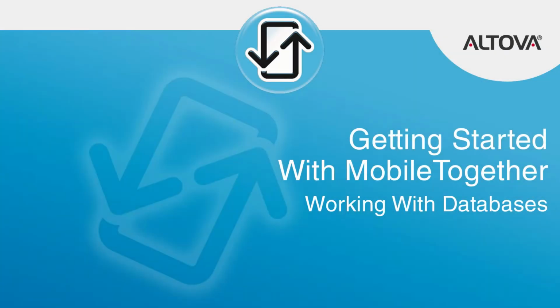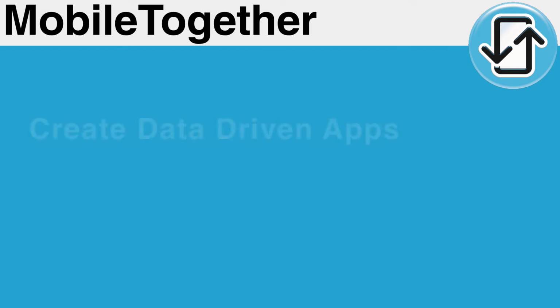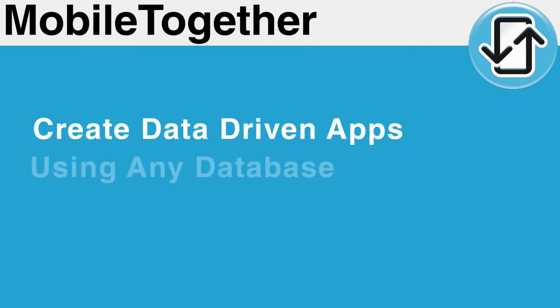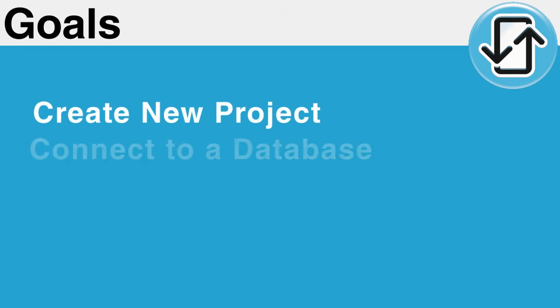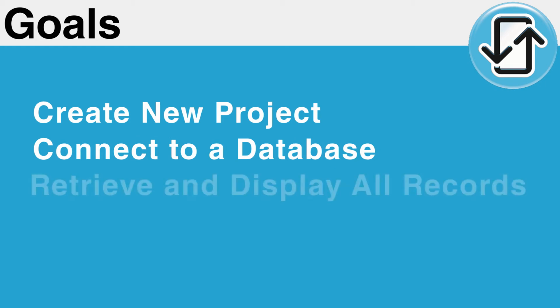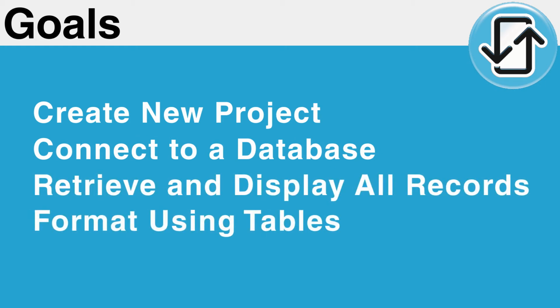Databases are used to power nearly every mobile app on the market. Altova MobileTogether allows developers to create data-driven mobile apps in record time, regardless of the type of database used on the backend. By the end of this tutorial, you should be able to create a new project with a connection to a database, retrieve and display all records in the database, and format this data using a pair of tables.